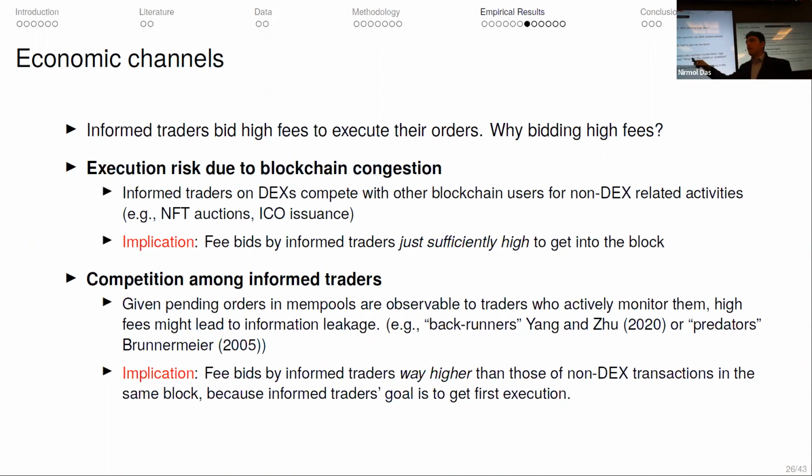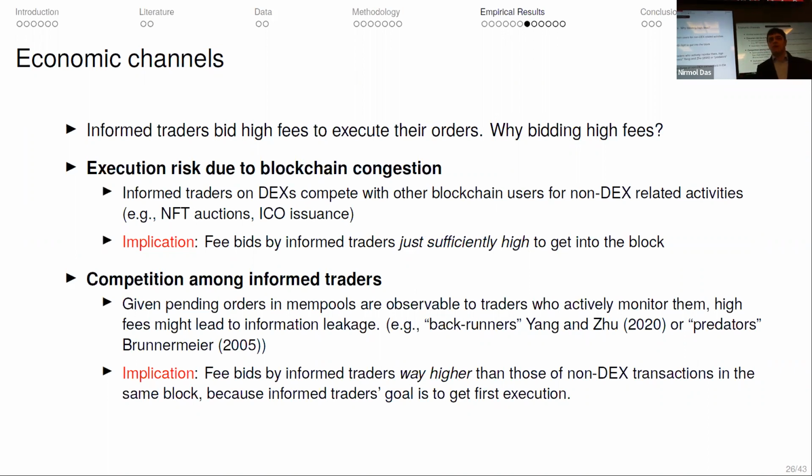Or it could be that I'm competing against other informed traders. In this case, I really have to take into account that because the orders are pending in the mempool, they will be observed by other traders who are actively monitoring the mempool. And this high fee might lead to information leakage. For example, there could be backrunners or predators, right? They observe my order flow, see that I'm submitting a high fee and say, okay, he must be informed, so let me try to backrun him. In this case, I want to bid a fee which is way higher than those of the other non-DEX transactions because I really care about getting first in the execution. I have to be at the top of the block, because if a backrunner is executing before me, then I'm not getting a good execution.